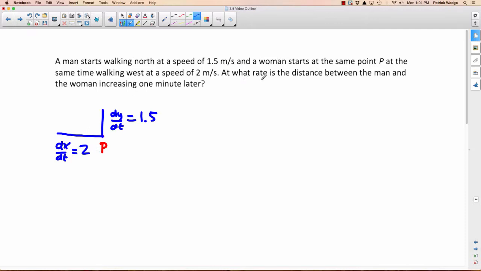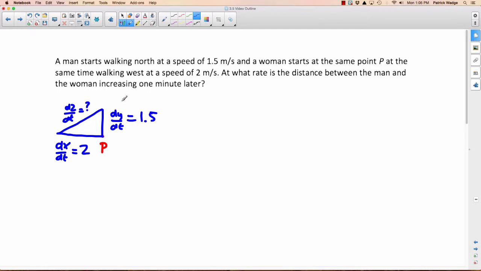What we want to know is at what rate is the distance between the man and the woman increasing? So we want to know this rate here, the rate of the distance they are apart from each other. Why don't we call this z, which means what we're interested in is dz/dt. That's what we want to know. How fast is that amount changing?